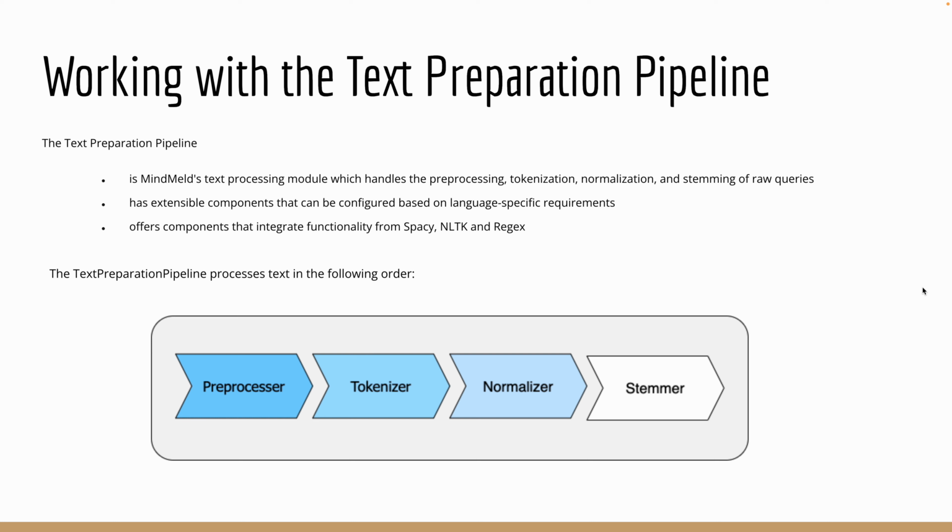It has extensible components that can be configured based on language-specific requirements. It offers components that integrate functionality from spaCy, NLTK, and regex, and many other popular NLP libraries. The text preparation pipeline processes text in the following order: the preprocessor, tokenizer, normalizer, and finally stemmer. At the very end, you have the final queries that are used by the machine learning models.